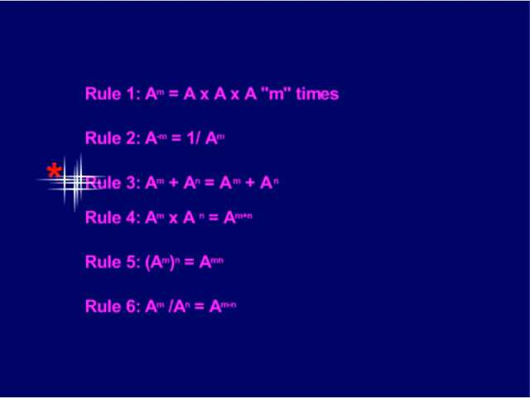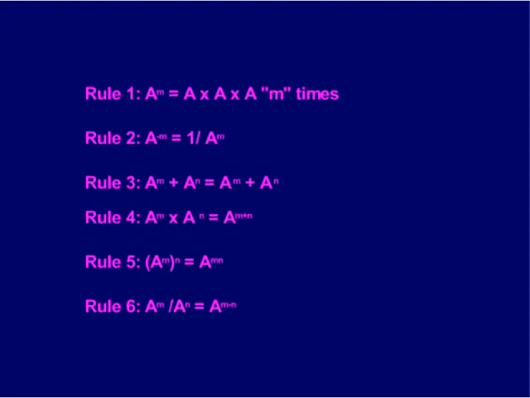Now number 3 is the most important exponent rule we're going to go over. And I know I didn't do anything to that. a^m + a^n does not equal a^(m+n). This is frequently a tripping spot. Remember, if you add or subtract the same number or variable with different exponents, you can't do anything to the exponents.